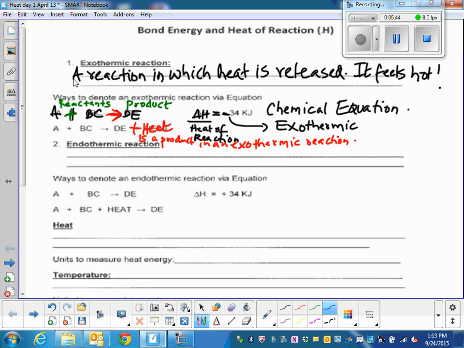Now, let's go to an endothermic reaction. So what is an endothermic reaction? It's the opposite of the exothermic reaction, right? So is heat released or is heat absorbed? So right now, a reaction in which heat is absorbed. And how does it feel to touch? If exo feels hot, how does an endo feel? It feels cold.